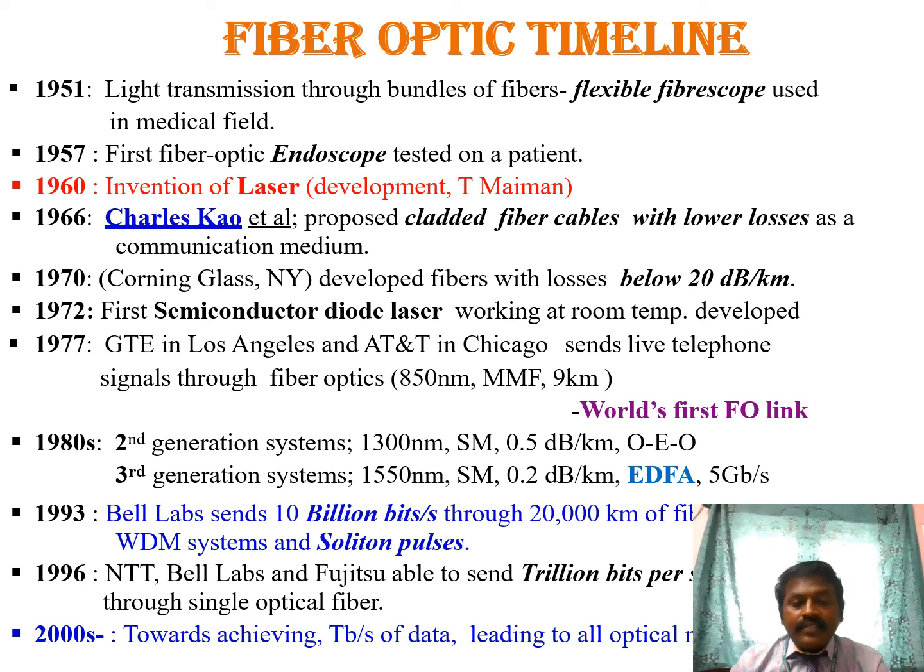In 1996, Bell Labs used to send a trillion bits per second with very low loss. So during 2000, towards achieving terabits per second data transmission, they communicated terabits per second and received the data with very low loss, that is 0.2 dB per kilometer. So this is the fiber optic timeline from 1951 to 2000.